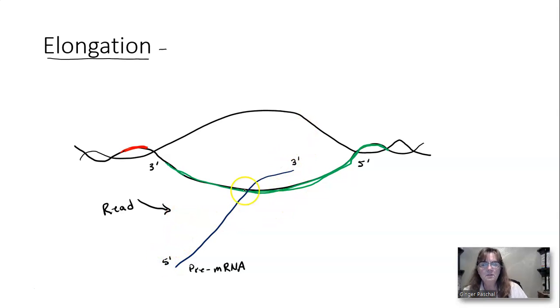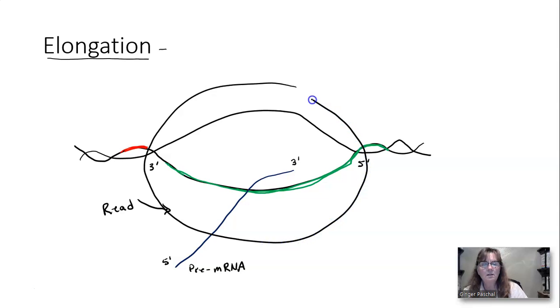So what happens is this pre-mRNA is being built by this molecule that takes up this entire area. This is called RNA polymerase. And that's what this big molecule is right here. So what happens is RNA polymerase is around this entire area. We have an area that's open here in a bubble. So let's describe what's going on here.